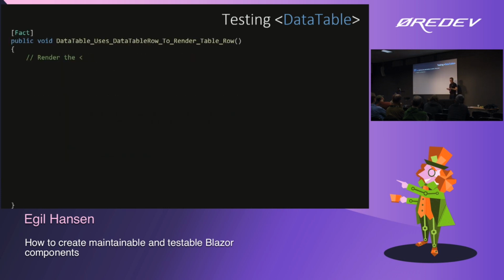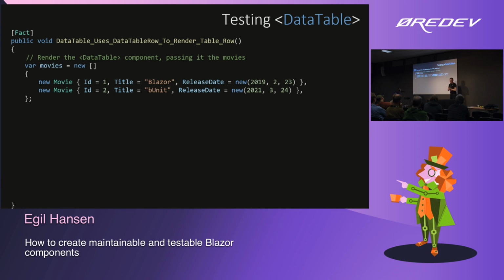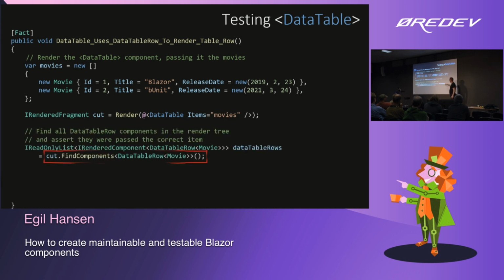Now, what if we want to verify that the data table uses data table rows correctly? Well, for that, we're going to need some input data, so I'm going to pass in 2 movies to the data table component. And again, we're going to go in here to the data table component and search for all the data table rows that have been added to the component tree underneath the data table component. And that gives us a collection of data table row components.